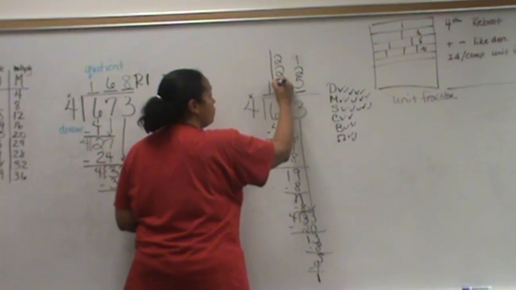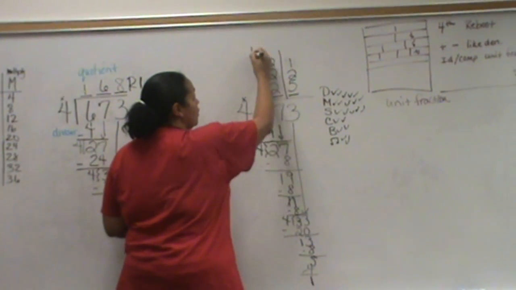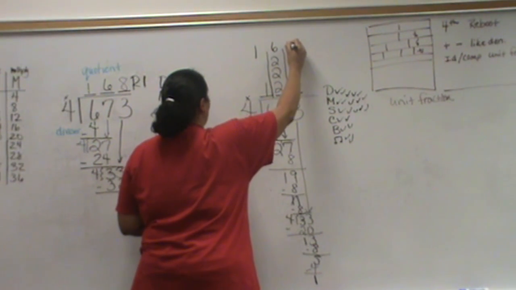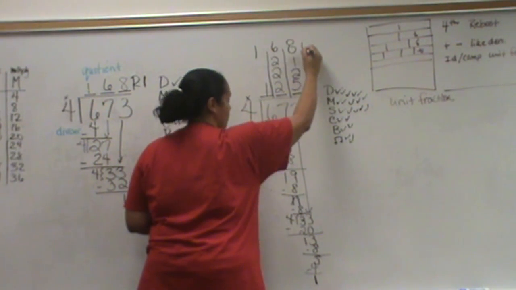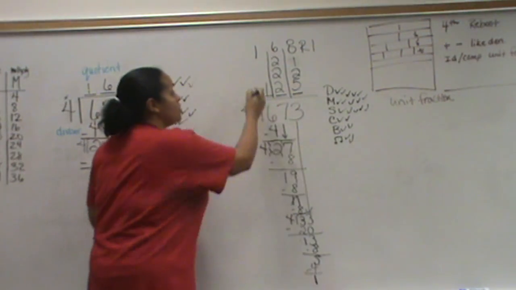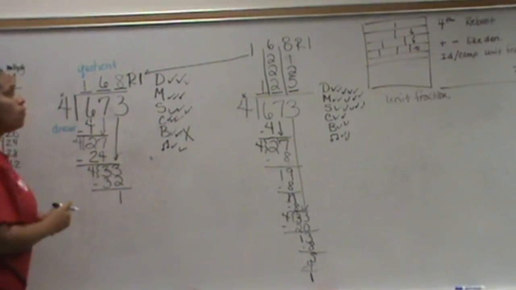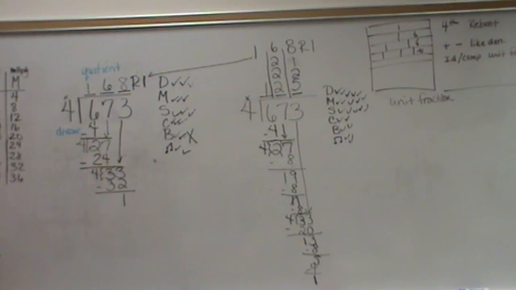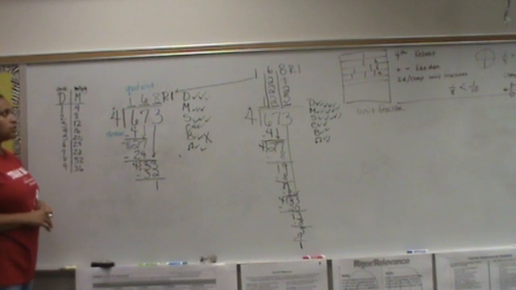And so, to get my final answer, it would be 168, remainder 1. And it's the same answer that I got before, but it's using multiplication facts that I am familiar with. And so those are 2 different methods that you can use.